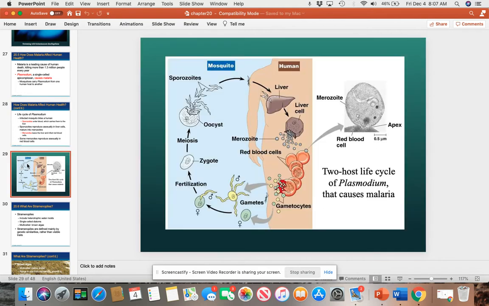So, if we look at this, sporozoites are transferred from the vector, the mosquito, but then the infective stage is the merozoite stage, which infects the blood.